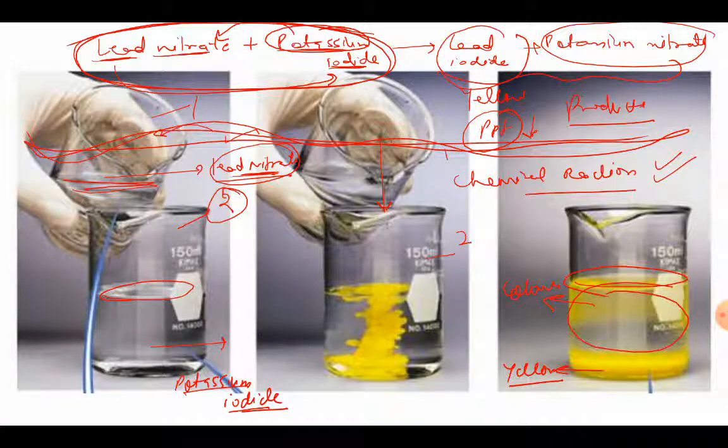And can we say that a chemical reaction involves just the rearrangement of atoms? So the answer to this is yes. In a chemical reaction, there is a rearrangement of atoms. As we can see, lead has now combined with iodide and potassium has now combined with nitrate. Okay, so this is how a reaction takes place. Now let us do the third and the last example to study this.